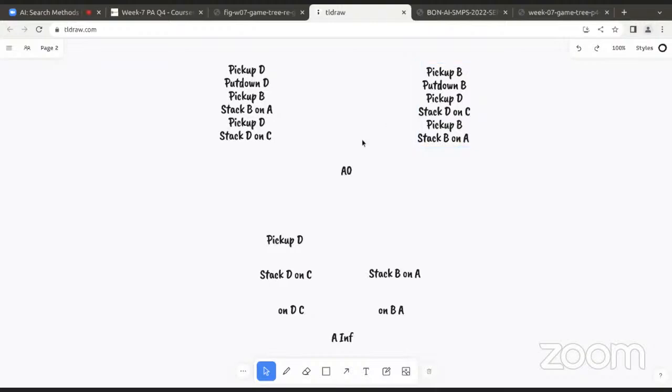Okay, so the A infinity has 2 goals: on DC, on BA. To achieve this, it has to do this. Okay, now to achieve this one, I could have unstacked D from something. So for example, let me put it here.